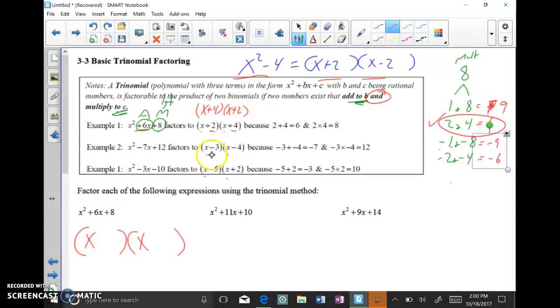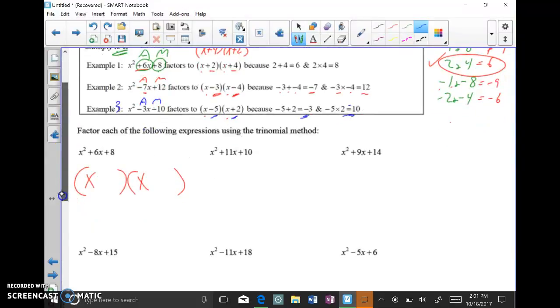If you look at this next one down here, it's going to be x minus 3, x minus 4, because these two numbers, negative 3 plus negative 4, is negative 7. That's what they add to. And they multiply: negative 3 times negative 4 is positive 12. Down here on the third example, numbers that add to negative 3 and multiply to negative 10 are negative 5 and positive 2. They add to negative 3 and multiply to negative 10. So that's the pattern. That's what you're looking for, and that's how you're going to determine your answer.